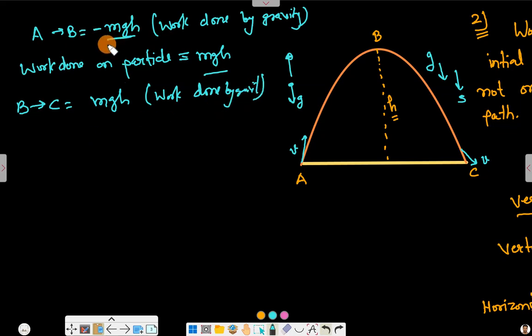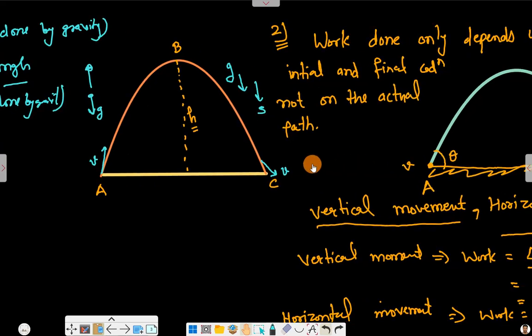Now the total work done by gravity is the sum of both of these. So minus mgh plus mgh, the answer comes out to be 0. Here we are not considering the horizontal movement, because in the question we have been asked to only find out the work done by gravity.